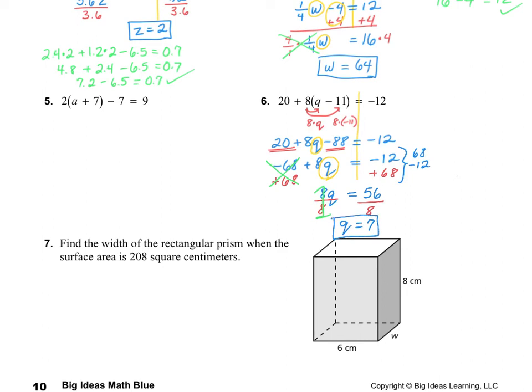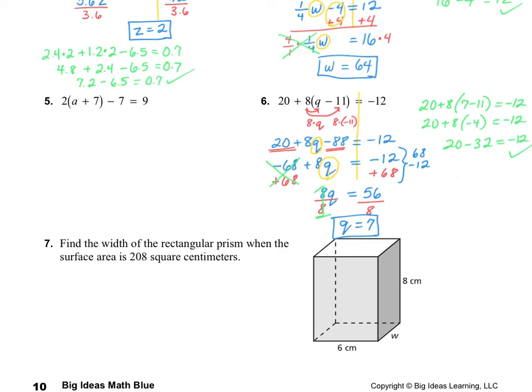Okay, I'm going to plug that in and make sure it worked. So we have 20 plus 8 times 7 minus 11 is equal to negative 12. So it's 20 plus 8, and then 7 minus 11 is negative 4, should equal negative 12. Now we need to do multiplication before we do addition. So this is 20, and 8 times negative 4 is negative 32, should equal negative 12. And it does, so we did it right.